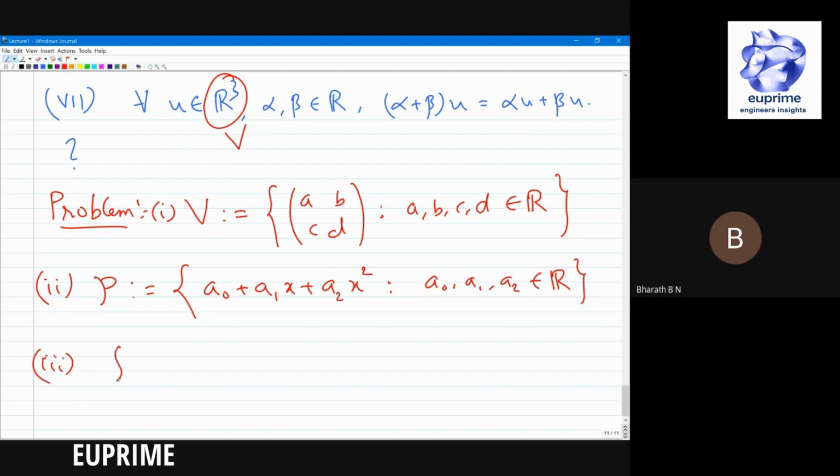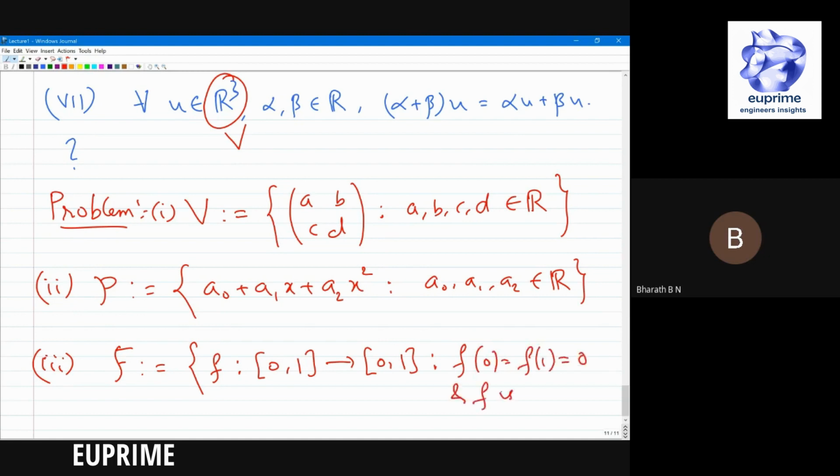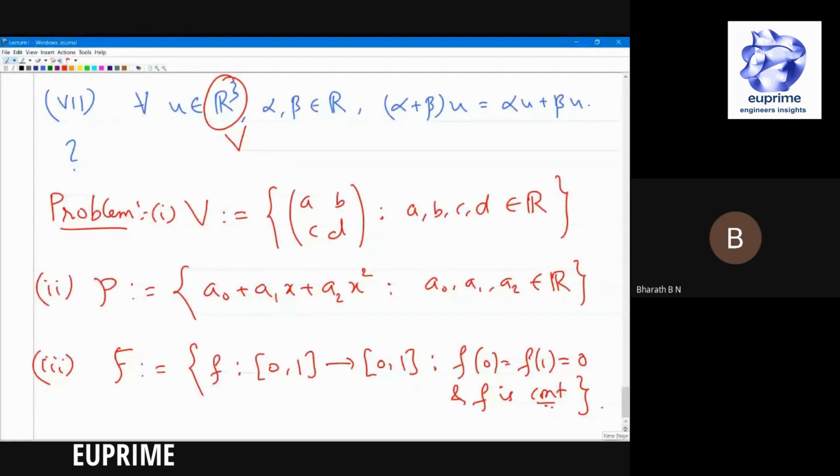So now one more example. This is another: the set of all functions from [0, 1] to [0, 1], such that f of 0 equals f of 1 equals 0, and f is continuous. You know what this is, right? You have a function from [0, 1] to [0, 1]. It is continuous. At 0, it should be 0, and at 1, it should be 0. So that's such a collection of functions.